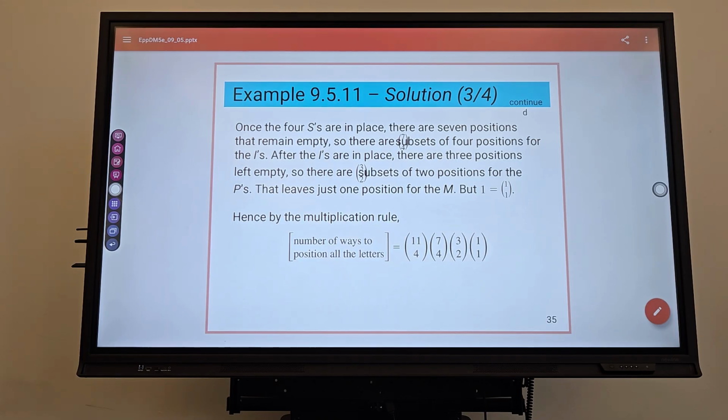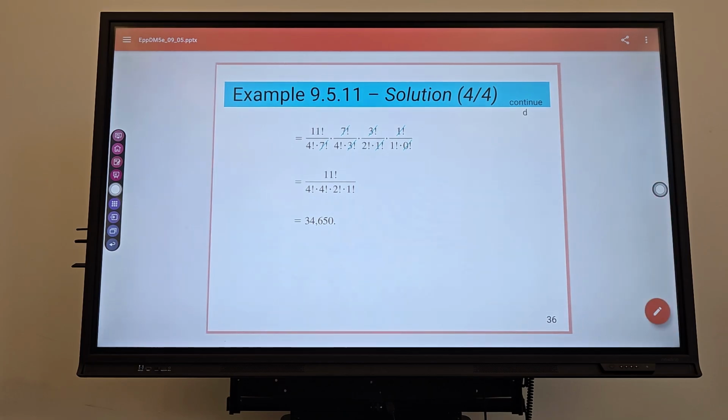1 choose 1 is 1, so by the multiplication rule, the number of ways to position all the letters is 11 choose 4 times 7 choose 4 times 3 choose 2 times 1 choose 1, which multiplies out and cancels to be 34,650.